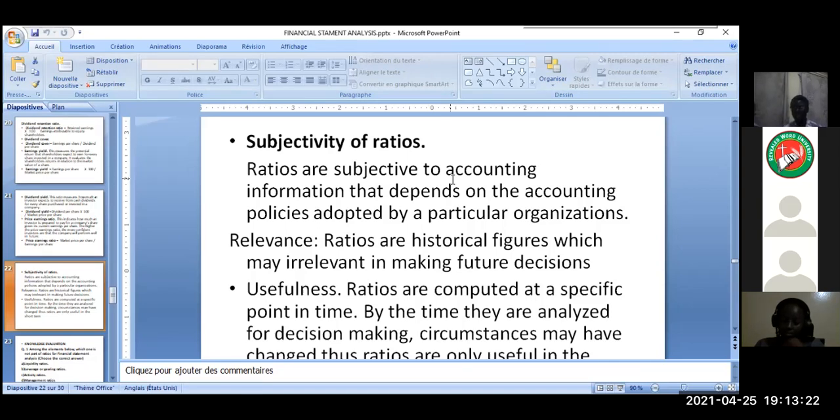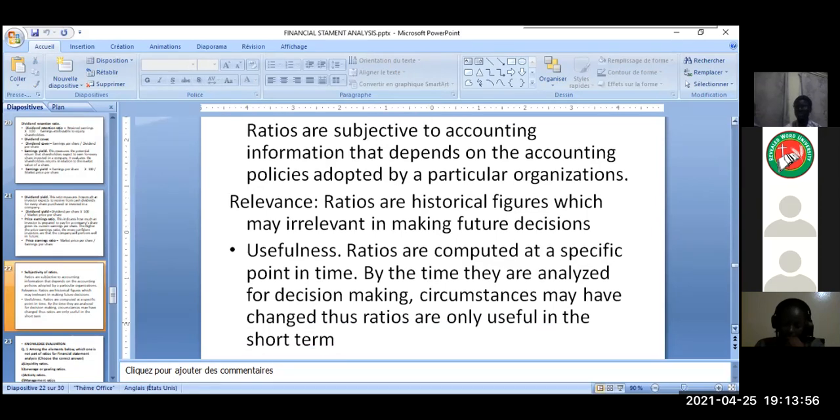Its relevance is that ratios are historical figures which may be irrelevant in making future decisions. They may be relevant or irrelevant in some cases. But its usefulness: ratios are computed at a specific point in time. By the time they are analyzed for decision making, circumstances might have changed. In this case, ratios are only useful in the short-term period.